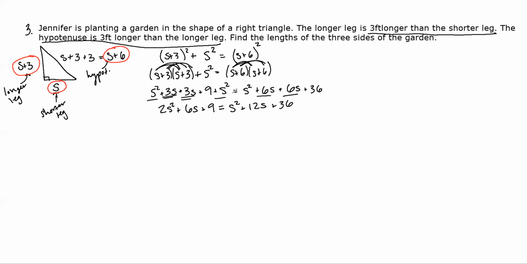Now, if I go ahead and get everything on one side because we have a quadratic equation, I'm going to put everything on the left so that the S squared stays positive. So I'm going to subtract S squared.